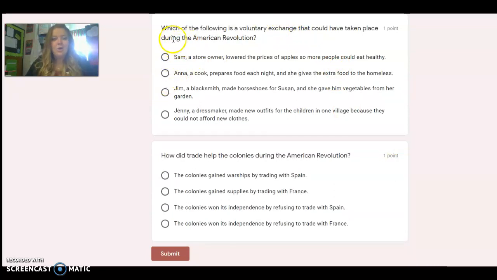Alright, the next question here. Which of the following is a voluntary exchange that could have taken place during the American Revolution? A. Sam, a store owner, lowered the prices of apples so more people could eat healthy. B. Anna, a cook, prepares food each night and gives the extra food to the homeless. C. Jim, a blacksmith, made horseshoes for Susan and she gave him vegetables from her garden. Or D. Jenny, a dressmaker, made new outfits for the children in one village because they could not afford new clothes.